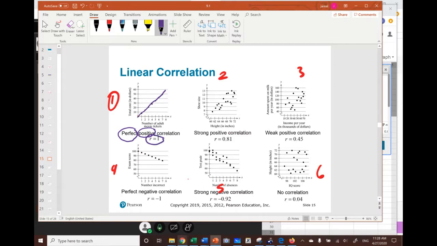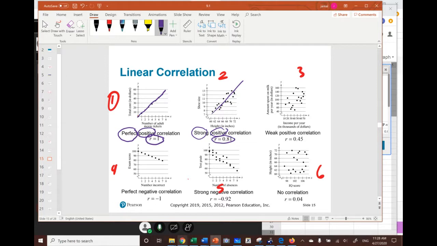Now look at the second graph. If I put a line, it is going up, so it's positive. And the dots are not far away from the line, so it's strong. And if you look at the R, it's close to 1. 0.81 is not far away from 1.